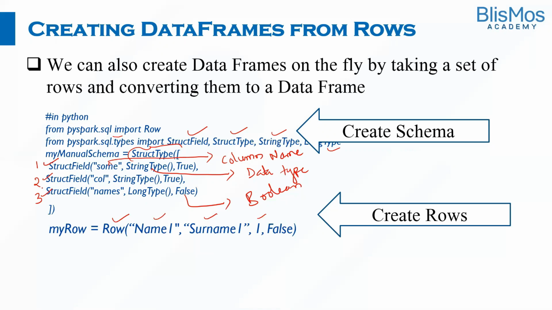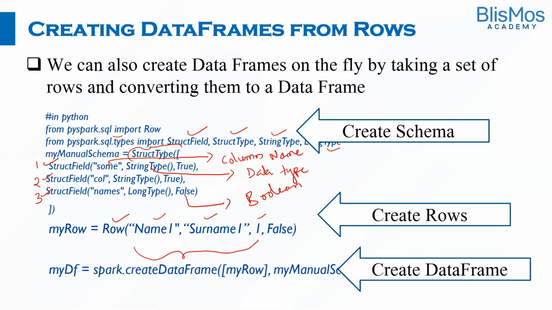In this case, we are trying to create a schema of 3 columns, and also we are creating a row of these 3 columns. What do we do next? We have already done the preparation now. We have created a schema, we have created rows. Now by using these two, let us try to create the data frame.